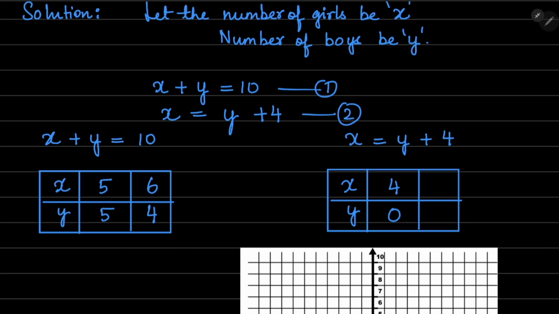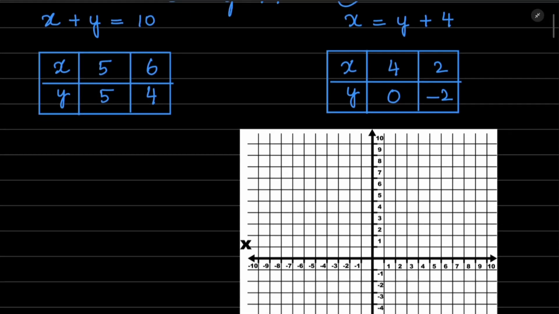This is one of the points. Suppose y is minus 2, what will be your x? X will be 4 minus 2, which is plus 2. So this is your second point. I think 2 points are sufficient. Now let us plot it.